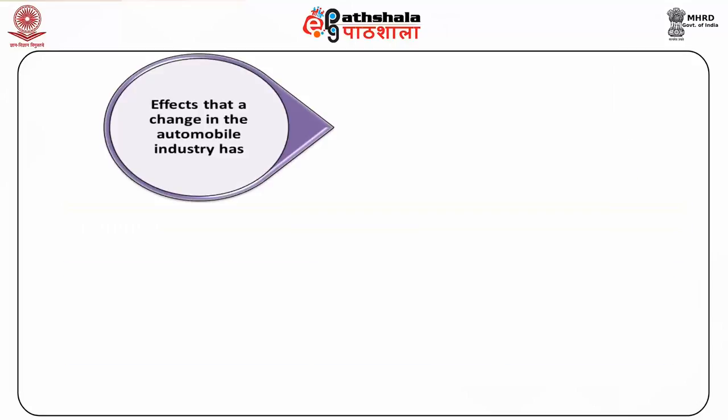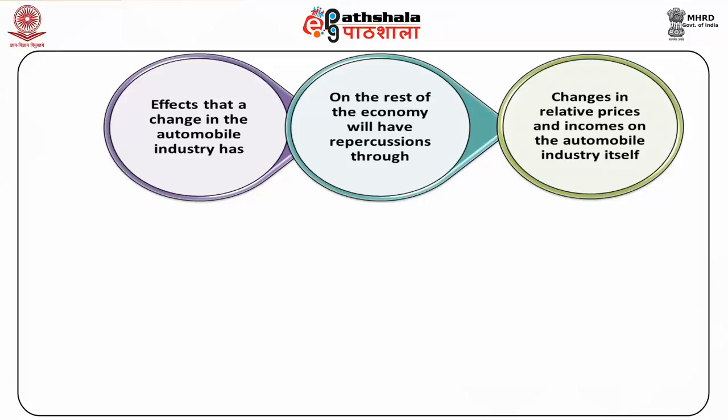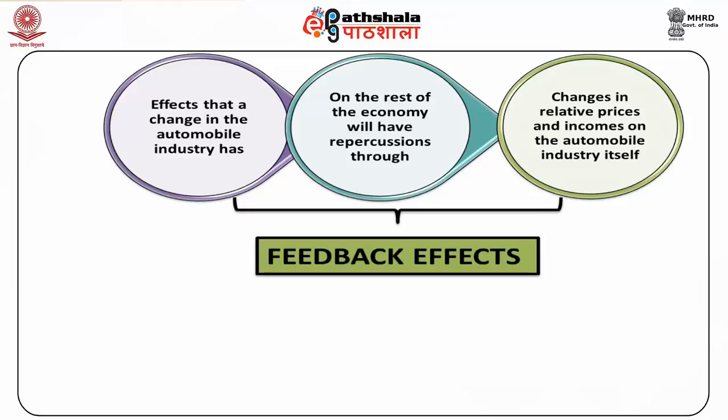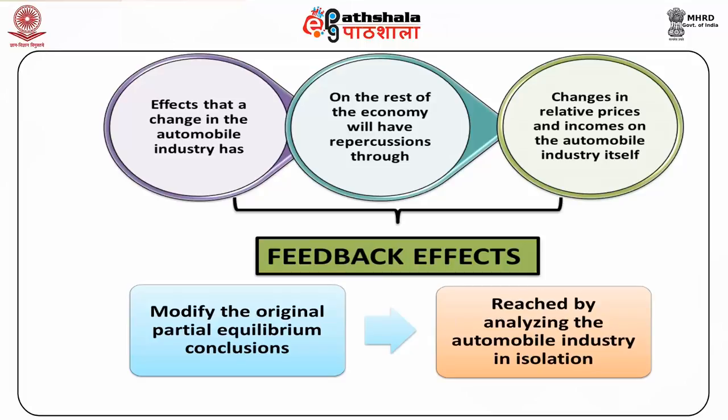The effects that a change in the automobile industry has on the rest of the economy will have repercussions through changes in relative prices and incomes on the automobile industry itself. These effects are called feedback effects, which are likely to significantly modify the original partial equilibrium conclusions, price and output, reached by analyzing the automobile industry in isolation.